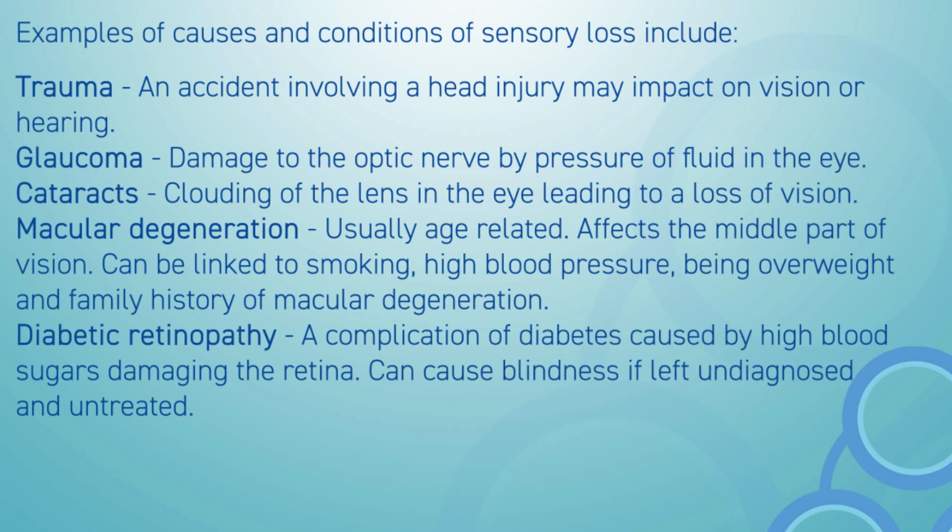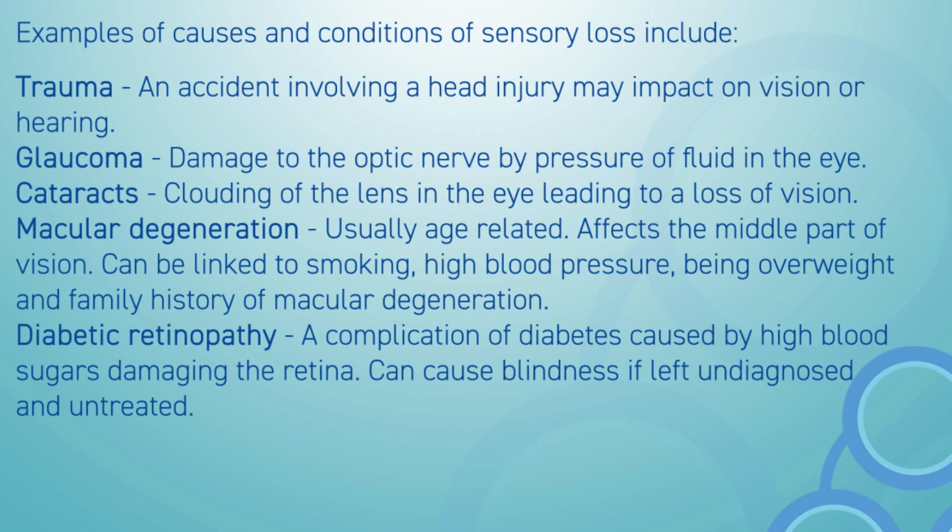Examples of causes and conditions of sensory loss include trauma. An accident involving a head injury may impact on vision or hearing. Glaucoma, damage to the optic nerve by pressure of fluid in the eye. Cataracts, clouding of the lens in the eye leading to a loss of vision.